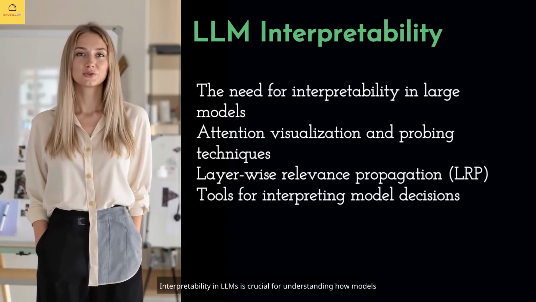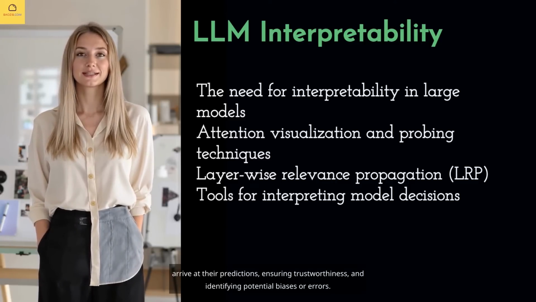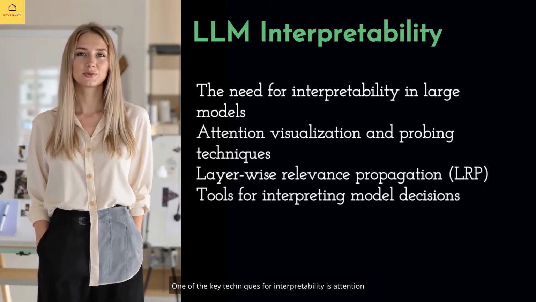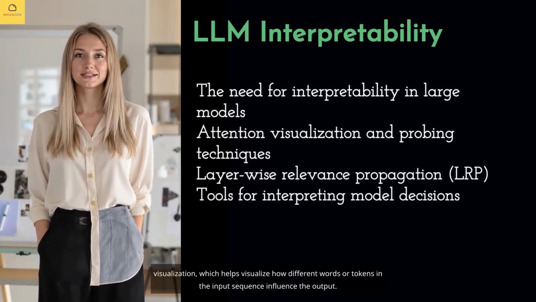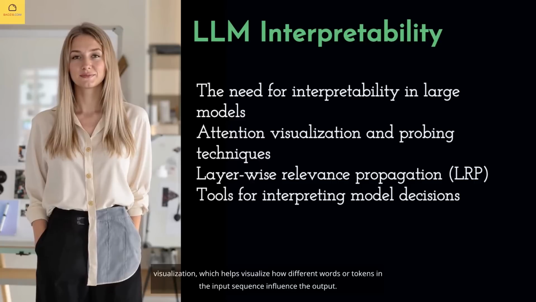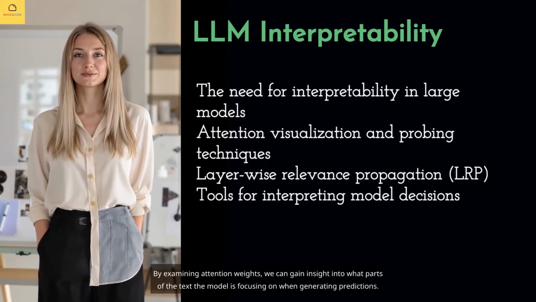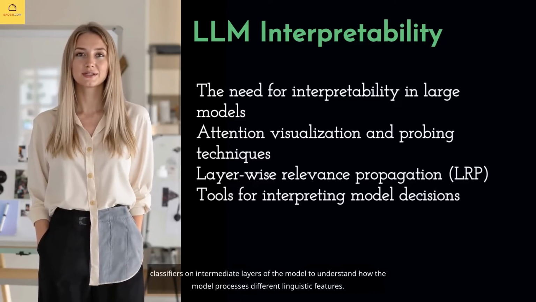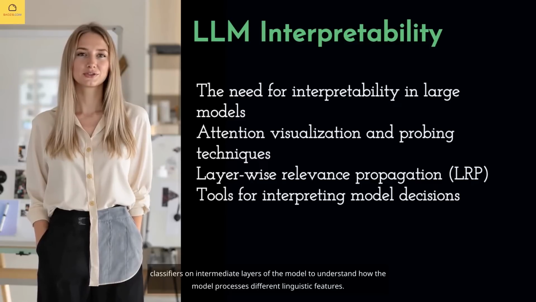Interpretability in LLMs is crucial for understanding how models arrive at their predictions, ensuring trustworthiness, and identifying potential biases or errors. One of the key techniques for interpretability is attention visualization, which helps visualize how different words or tokens in the input sequence influence the output. By examining attention weights, we can gain insight into what parts of the text the model is focusing on when generating predictions. Probing techniques are also useful, as they involve training simple classifiers on intermediate layers of the model to understand how the model processes different linguistic features.